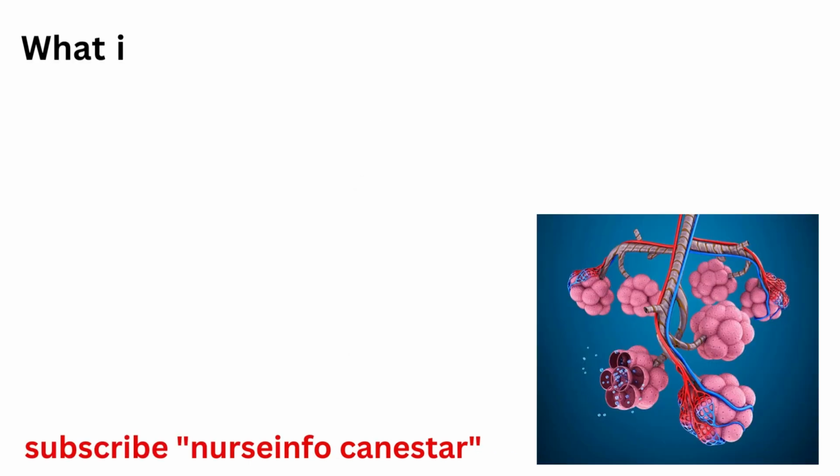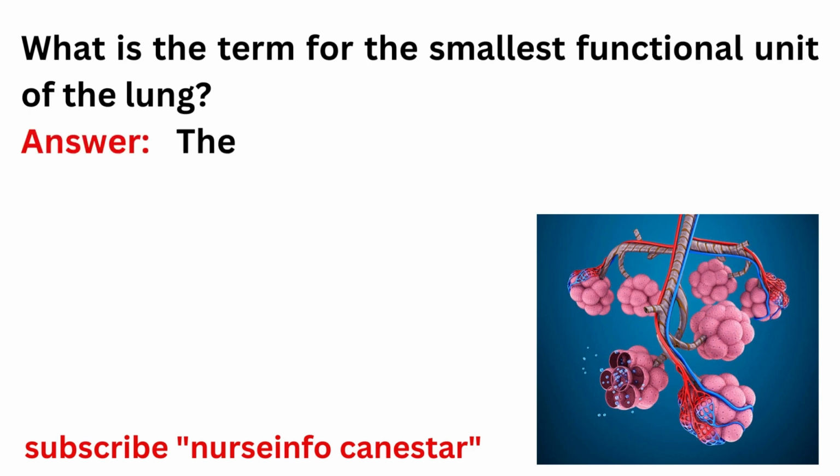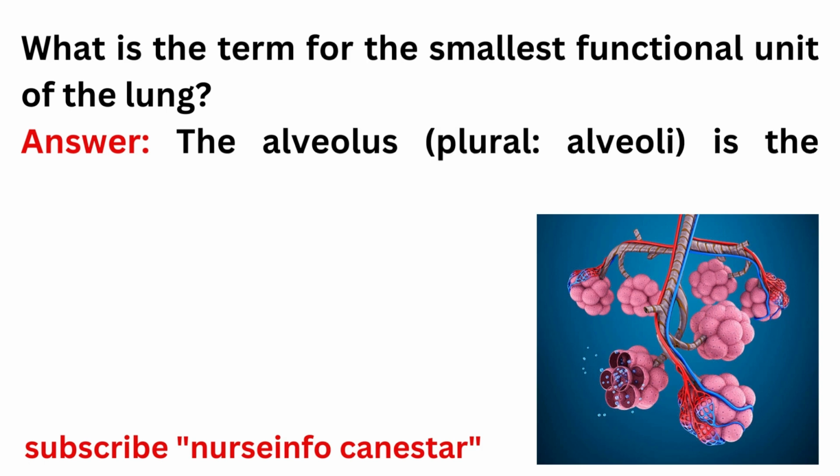What is the term for the smallest functional unit of the lung? Answer: the alveolus, plural alveoli, is the smallest functional unit of the lung where gas exchange takes place.